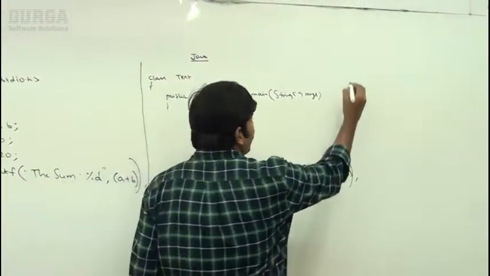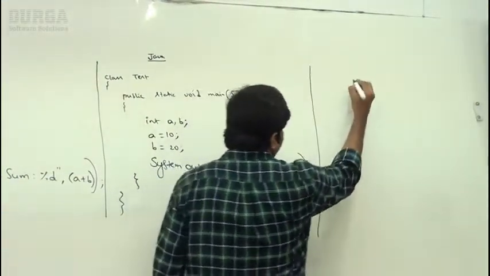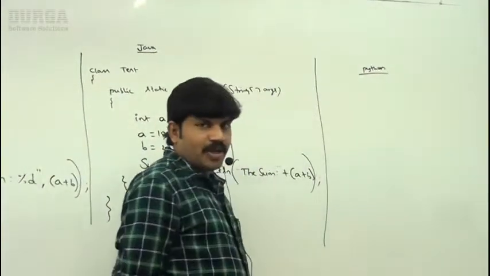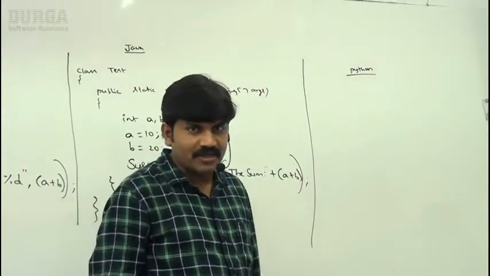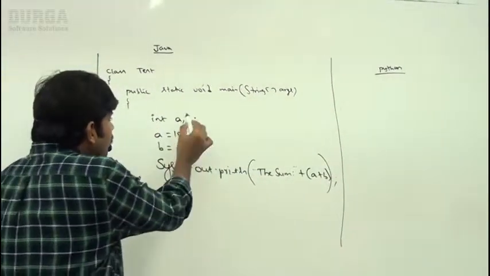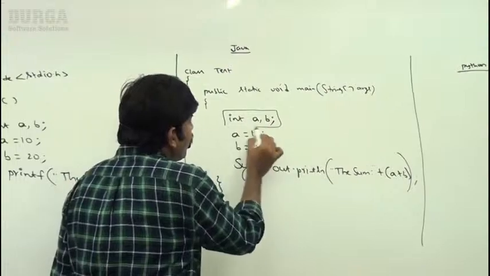But if it is our Python, our hero is coming, sir. If it is Python, okay, Python, can you please spell out how many lines of the code I have to write? Listen very carefully, sir. Here, have you observed what is the first line we wrote?